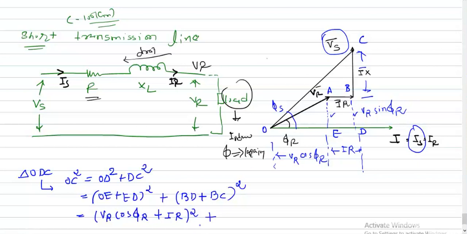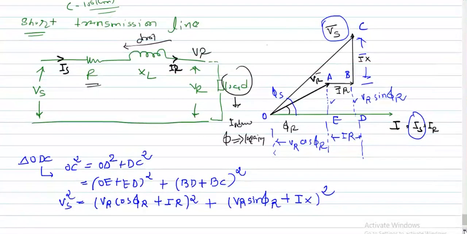BD is basically VR into sin phi r, where phi r is the angle between sending end current and voltage. And BC is I into X, whole square. And OC is basically VS. So this is the equation for sending end voltage using the vector diagram.